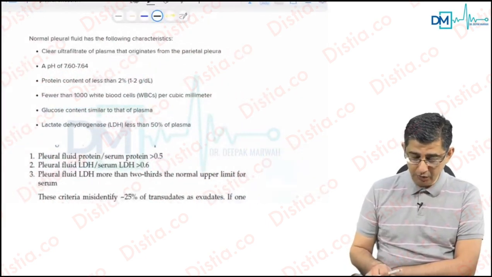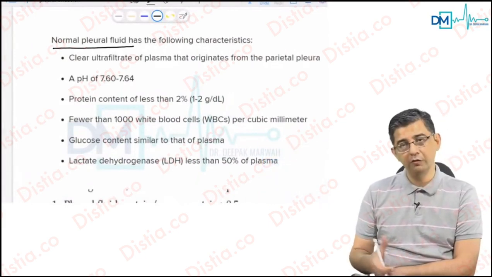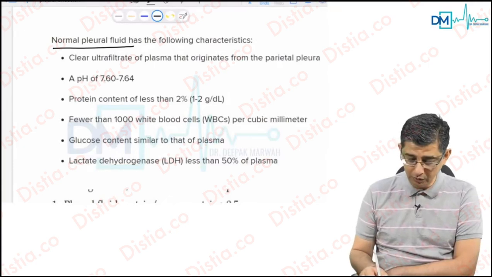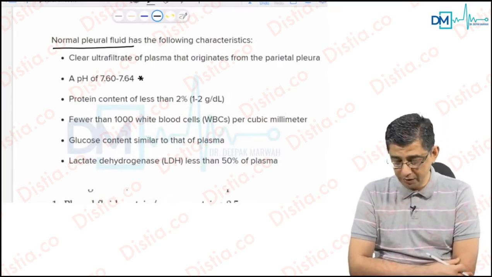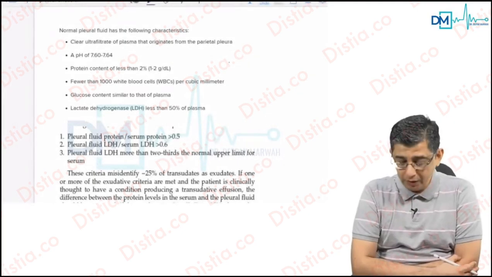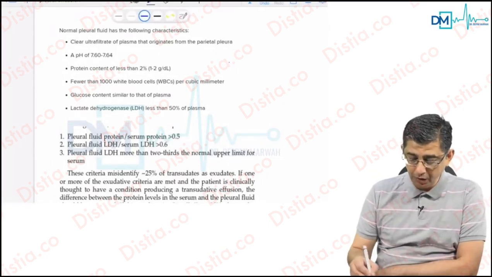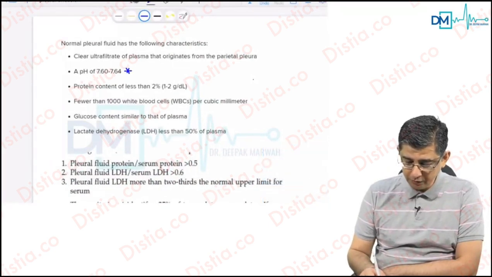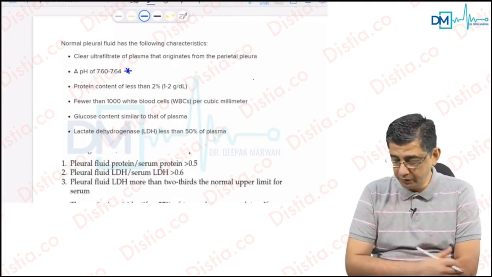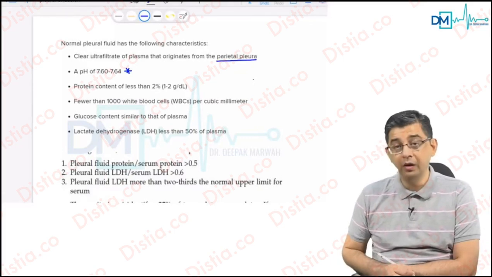If they ask you what is the characteristic of a normal pleural fluid, though they'll obviously ask you abnormal also, if they ask you what is normal, then you should know that the normal pH is 7.6 to 7.64. Okay, so let us quickly revise the aspects of the normal Light's criteria that I've discussed with you. If they ask you what is the normal pH of the pleural fluid, it is about 7.60 to 7.64. Where does the pleural fluid come from? It comes from the parietal pleura.